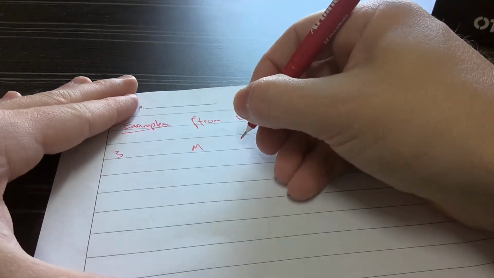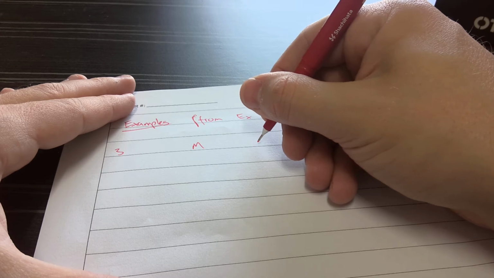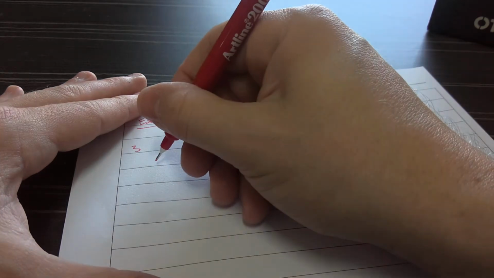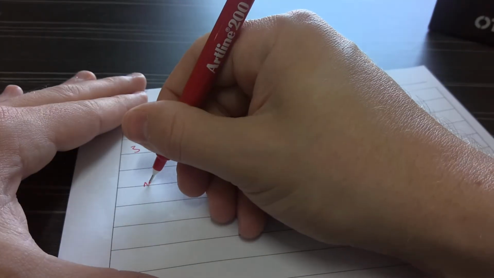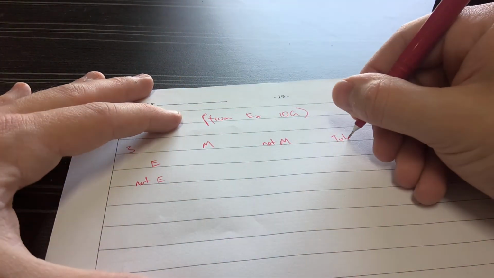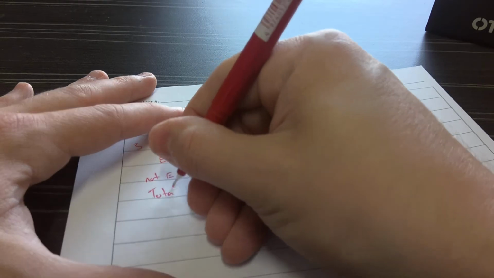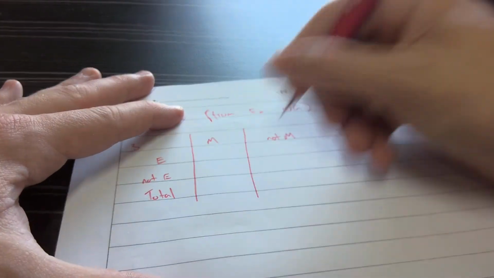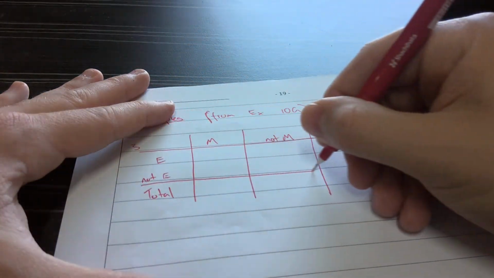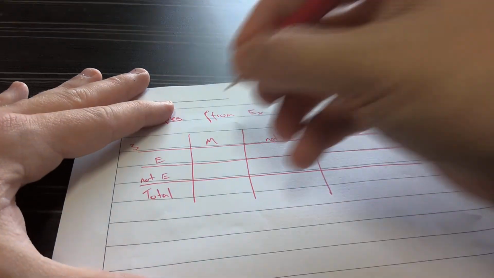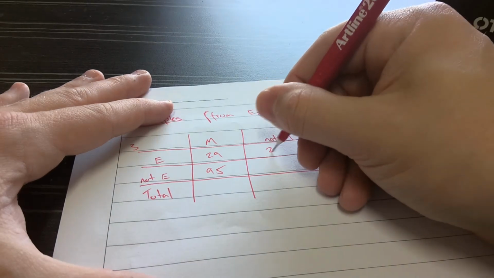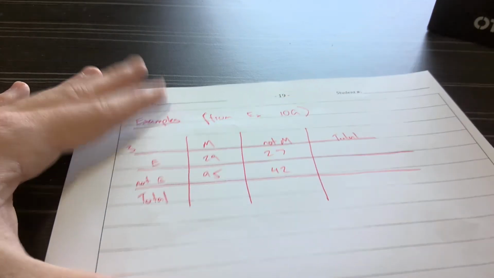So we have M, and then remember with these two-way tables, it's always also not M. In the book, it's referred to as M bar, and that's fine. We have E, and then not E, E being they do English extension. And remember also with these two-way tables, we have totals as well. And in this, we're told that this is 29, this is 95, this is 27, and this is 42.